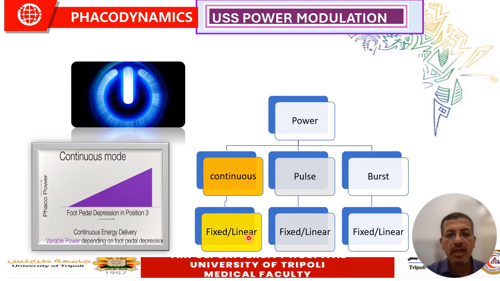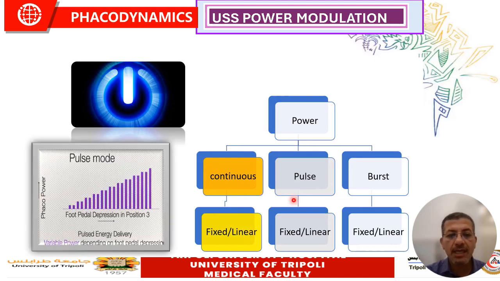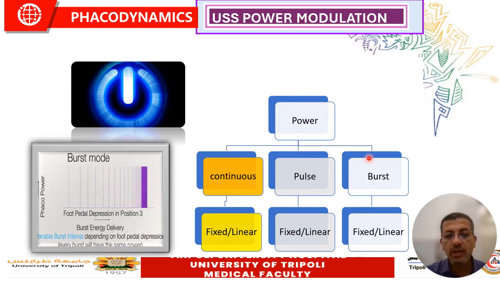in which there is a linear increment in the power of the ultrasound as the surgeon presses more in position 3. Or it can be a pulse ultrasound, and by pulse we mean that there are fixed intervals between the pulses, and similarly it can be a fixed mode, that's the whole amount of pulses delivered at once, or a linear mode that is increasing gradually as the surgeon presses the foot pedal. Or it can be a burst mode, in which there are different variable intervals between pulses, given as a fixed amount or linearly controlled by the surgeon.